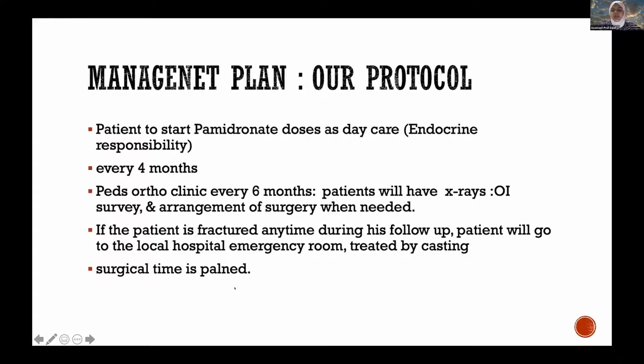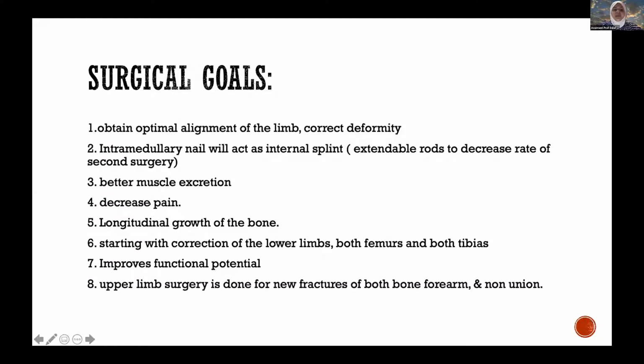We don't use their fractures as osteotomy since it's usually at a different level than we would like, and it usually causes more bleeding since it's a fresh fracture. The surgical goals are to obtain the optimal alignment of the limb, correct the deformity. Intramedullary rodding is the preferred method because it also acts as internal splinting. So if they have a fracture, we don't need to cast them because it's almost splinted.